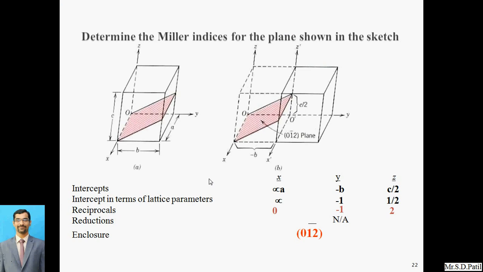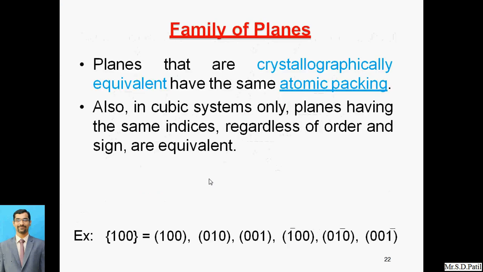So how to determine the planes is shown in this particular diagram. Now the family of planes for 100 is given: 100, 010, 001, 1bar 00, 0 1bar 0, and so on. Likewise, there are families of such planes.